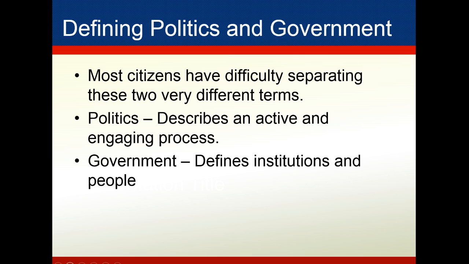So let's start by looking at some definitions. Most people have a really hard time separating these two terms. Politics is an active process, a process of engagement. When someone is involved in politics, they are involved in decision making, they are involved in the creation of policy, and oftentimes they are seeking office or using the tools of their office. Whereas government is the institutions that we create and the laws that we create and the people who form those institutions that we place into office for us.